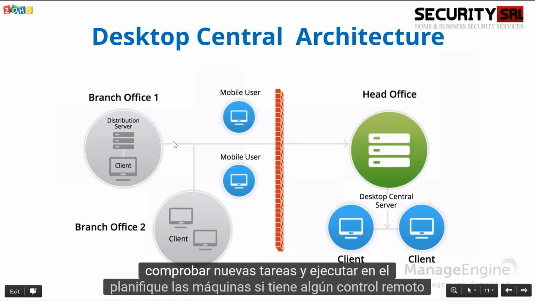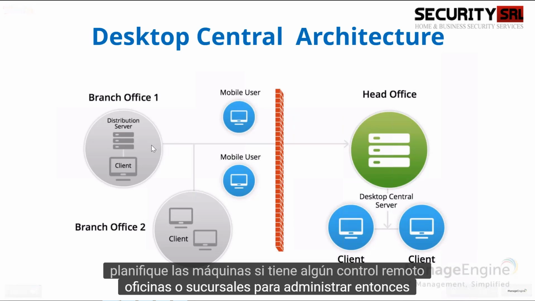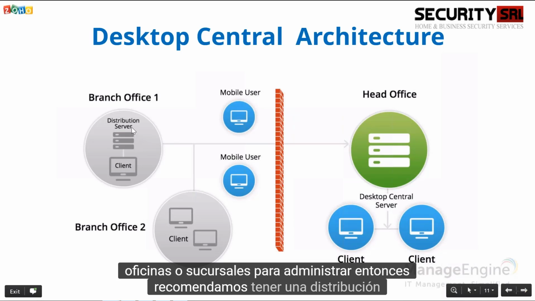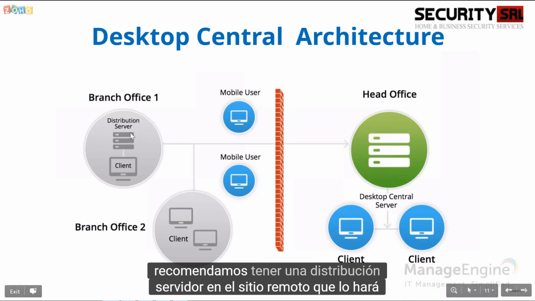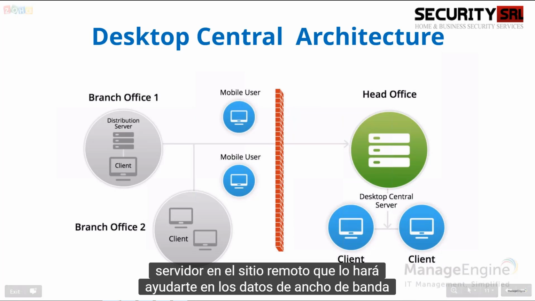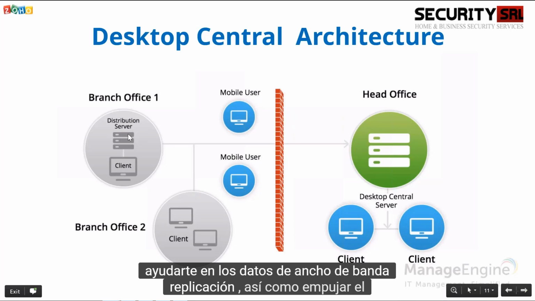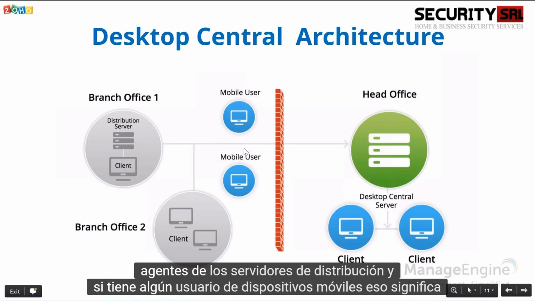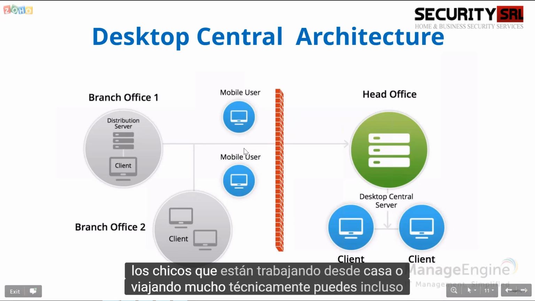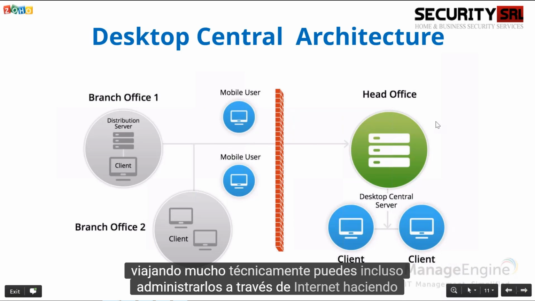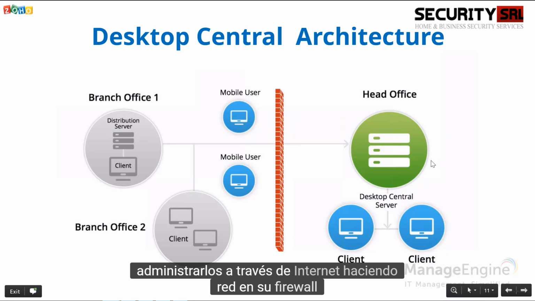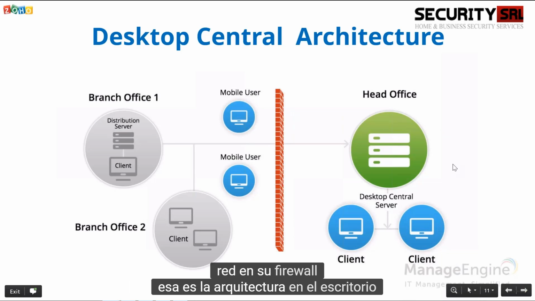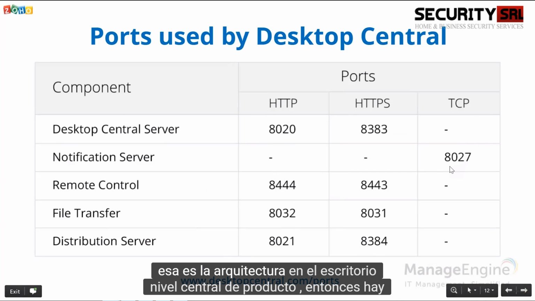machines. If you have any remote or branch offices to manage, then we recommend having a distribution server in the remote site, which will help with bandwidth, data replication, as well as pushing the agents from the distribution servers. And if you have any mobile users, the people who are working from home or traveling a lot, technically you can even manage them over the internet by doing NATing on your firewall. That's the architecture at the Desktop Central product level.